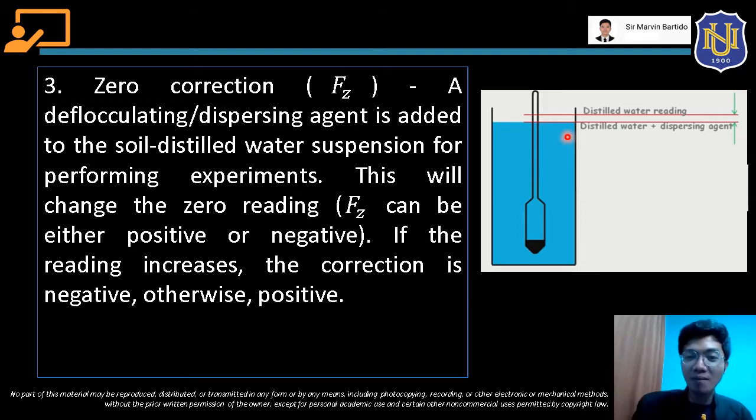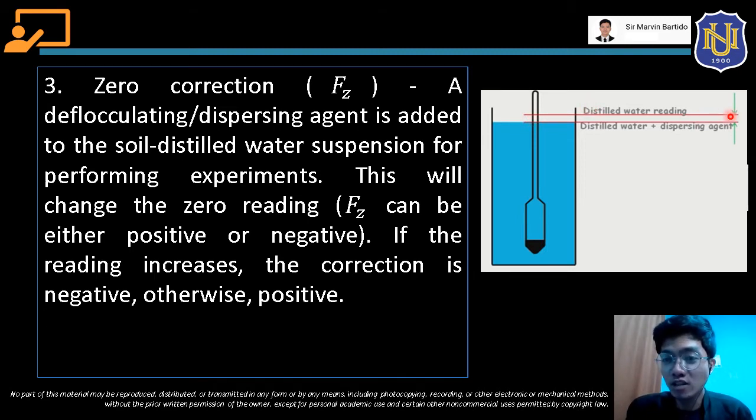So, class, ang magiging reading natin dyan is ito, yung para dun sa distilled water kasama yung dispersing agent. So, mas mataas, class, yung reading niyan. Dapat yung maging actual reading natin is yung nandito, yung reading lang natin for the distilled water. 'Di ba? So, ibig sabihin, kailangan natin yun makorek. So, yung correction natin is itong difference. Okay, so dun sa actual experiment, yung makukuha nating reading is itong reading na to, pero yung true reading, or yung totoong reading, is itong nasa level na to, which is yung para dun sa distilled water lang.